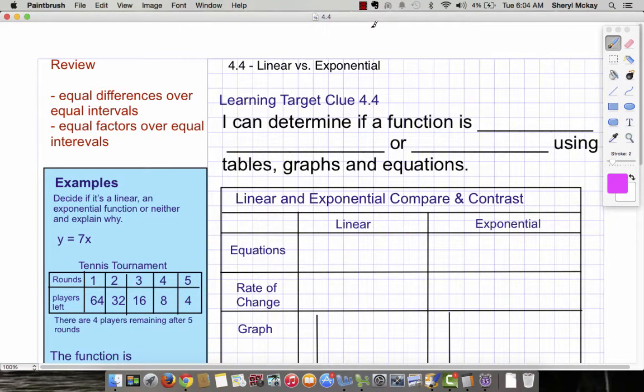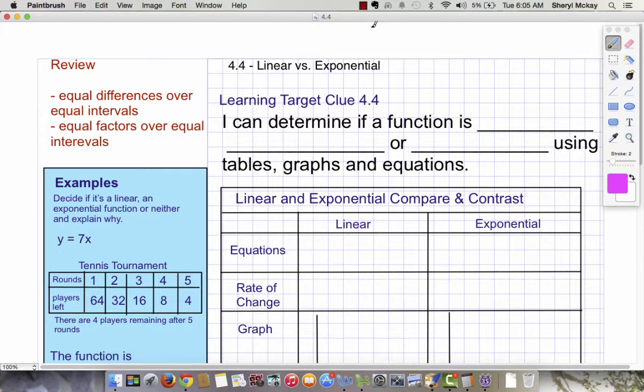Greetings, detectives. Mrs. McKay here, and we're moving on to learning target clue 4.4, which is all about telling the difference between linear functions and exponential functions, as well as recognizing when something isn't either.